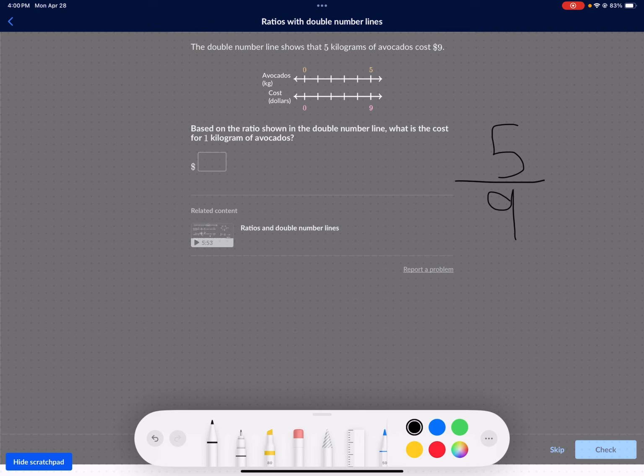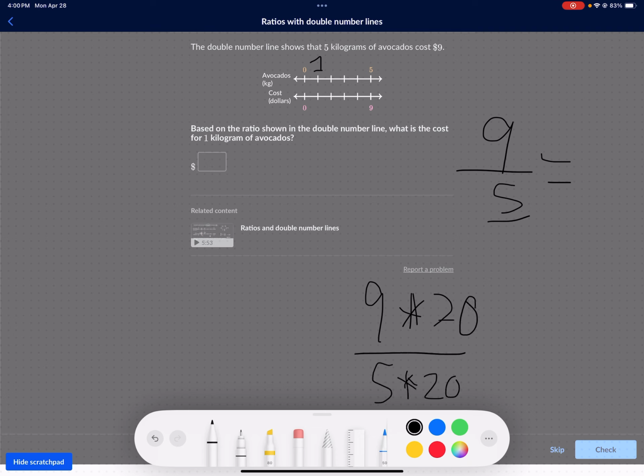So, we know that we want 1 kilogram of avocados, which means that this is going to be 1. 5 over 5 is 1. So, we get 1 there, but we also need to get 9 to the same thing. So, we want to get 9 over 5 to be equivalent with 5 over 5. To make this into money, we have to turn this 5 into 100. So we have to do 9 times 20 because 5 times 20 is equal to 100.